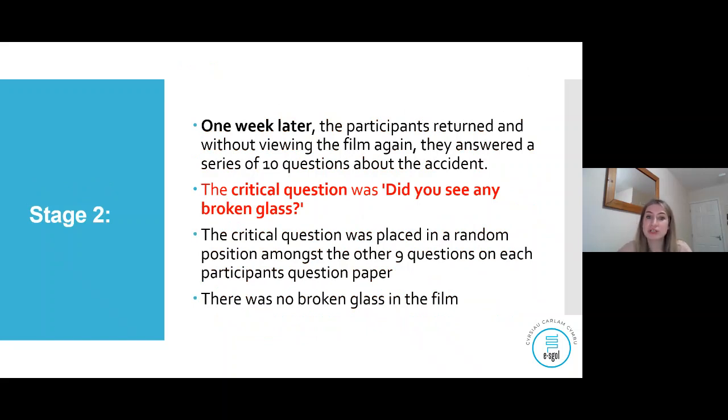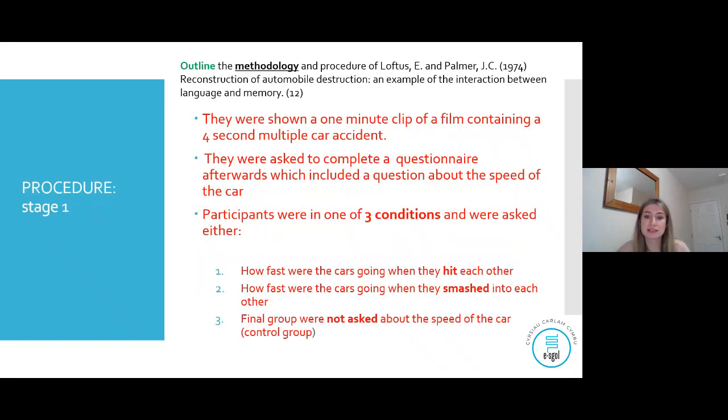Later, the participants returned, and without viewing the clip again, they answered a series of 10 questions about the accident. The critical question this time was, did you see any broken glass? The critical question was placed in a random position amongst the other 9 questions on each participant's question paper. One really important thing to note here is that there actually wasn't any broken glass in the film. They just wanted to know if you were told they hit or smashed, do either of those have that sort of perception of broken glass? So again, she wanted to see if she could distort somebody's memory.